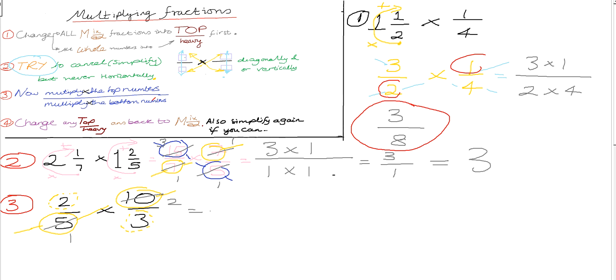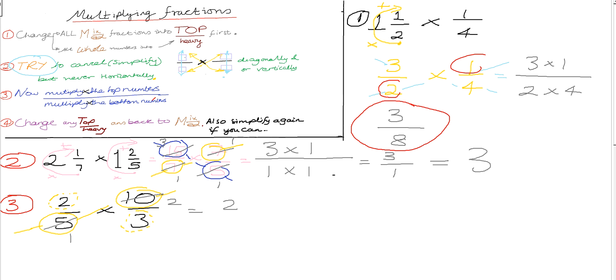So if you try to cancel diagonally, the 2 and the 5, they won't work. They're both prime numbers. They won't divide by anything apart from 1. And neither will the 3, because 3 is a prime number. Now what do we do? We've done the cancelling. We now have to multiply the top numbers.